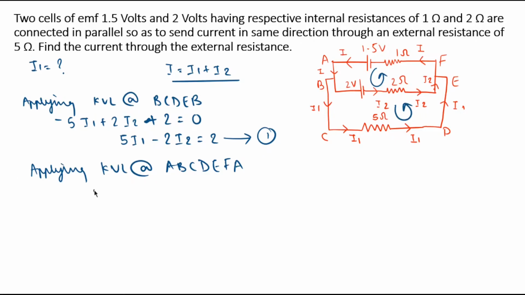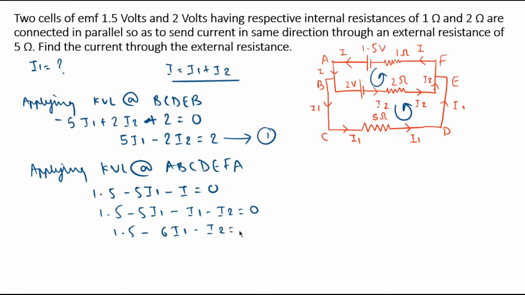So we will get 1.5 minus 5 I1 minus I equal to 0. Now putting the value of I here, which is I1 plus I2, we get 1.5 minus 5 I1 minus I1 minus I2 equal to 0, which gives 1.5 minus 6 I1 minus I2 equal to 0. Now rearranging it, we will get 6 I1 plus I2 equal to 1.5. Let's name it equation 2.